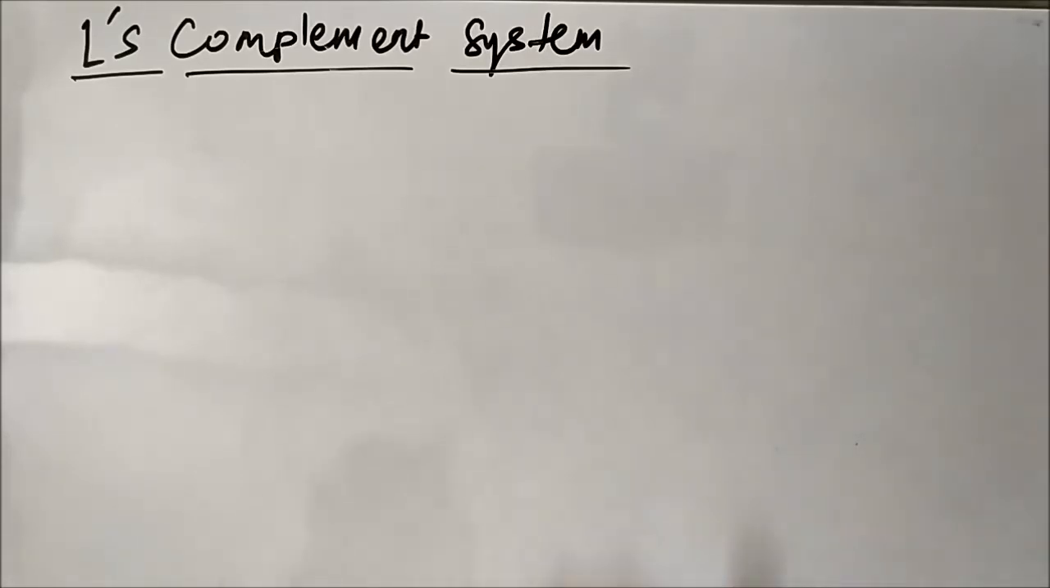In my previous video we discussed the representation of signed numbers, especially the negative integers, using the sign magnitude system. So in this video we are going to take that discussion forward and discuss the second method of representation of signed numbers, which is the 1's complement system.